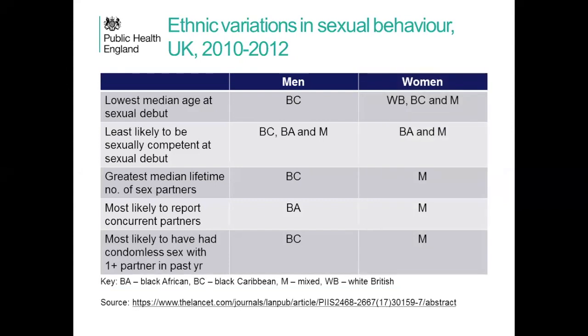Now looking at women specifically for the same study, it showed actually that mixed background women have the greatest median lifetime number of sexual partners. They're most likely to report concurrent partners. They're also most likely to have had condomless sex with more than one partner in the last year. Along with Black African women, they're least likely to be sexually competent at sexual debut. And Black Caribbean background women, mixed, and white British background women have the lowest median age at sexual debut.